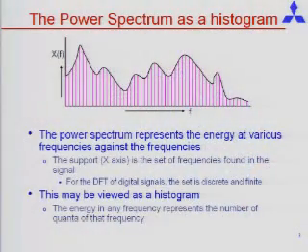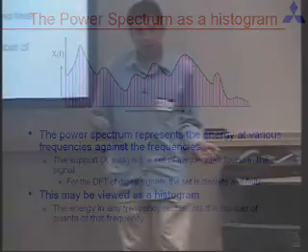Now let's look at a power spectrum. If you compute the spectrum of a signal using a discrete Fourier transform, you're only going to have a finite number of frequencies in the spectrum. And what the power spectrum actually has is, along the x-axis, the entire set of frequencies.